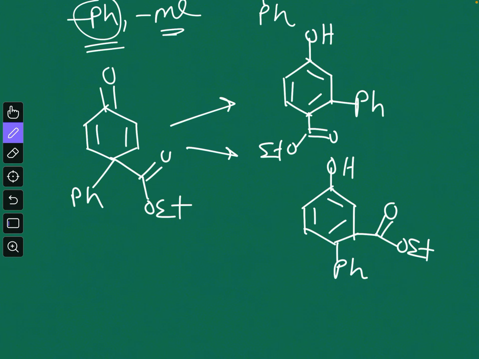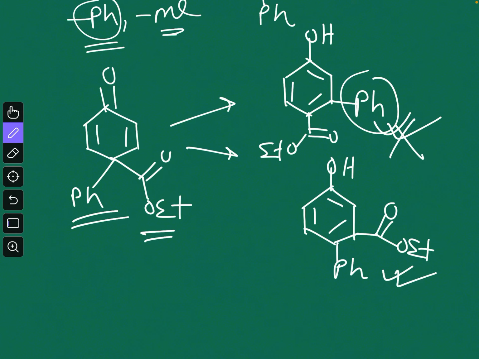Now if you just look at the previous example, you will say that this will be your product, because of course between this phenyl and this OEt, this ester group, phenyl has the higher migratory aptitude. But here the twist is, this is your correct product and not this. Now the question is why?